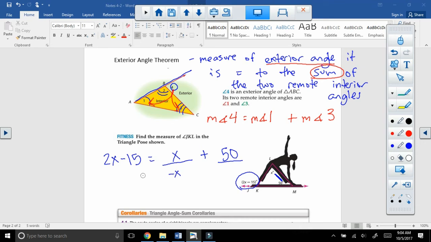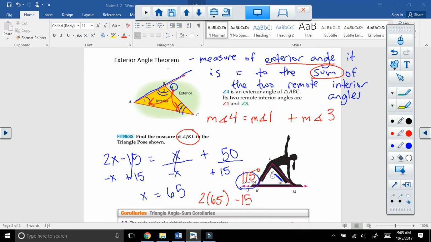So I'm going to solve this for x, and then I need to make sure I go back and answer the question that's being asked. So when I solve this for x, I get x to be 65. And then looking at this problem though, it doesn't say solve for x, it says find the measure of angle JKL. So JKL is this angle here, this exterior angle. So 2 times 65 is 130 minus 15. This exterior angle would be 115 degrees.